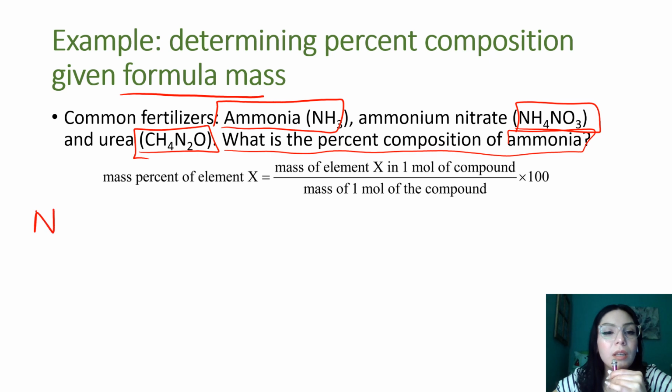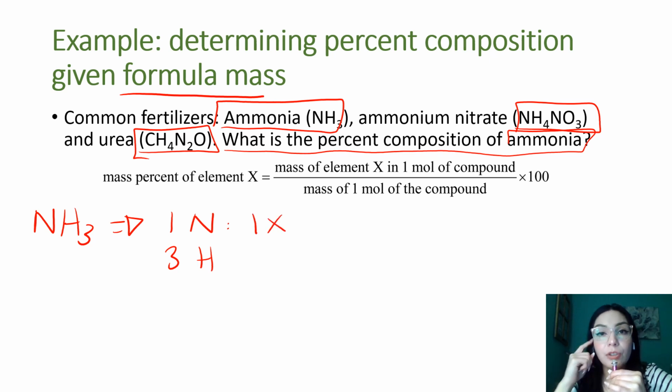So ammonia is NH3. So in order for us to find these percent compositions, we're going to first have to find the mass of ammonia as a whole. So remember we learned how to calculate formula mass? That's what we're going to do here. So here we have 1 nitrogen and we have 3 hydrogens. The mass of nitrogen, you go to the periodic table, you look at the mass, and that's what you're multiplying here. Is I believe either 14 or 14.01, but let's just say 14.